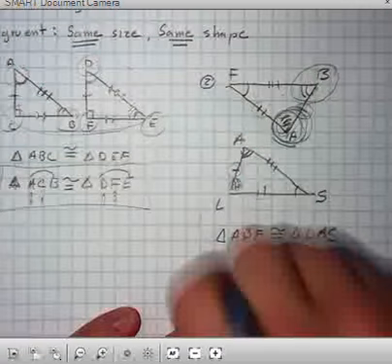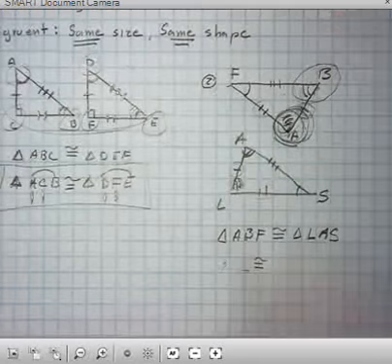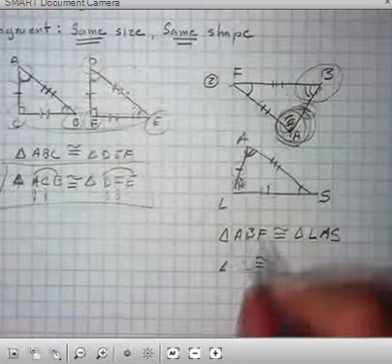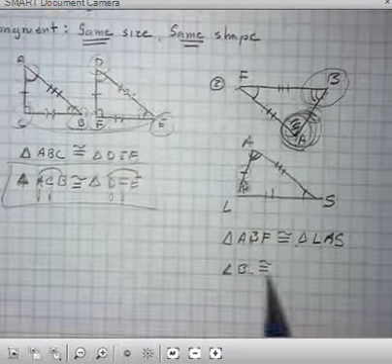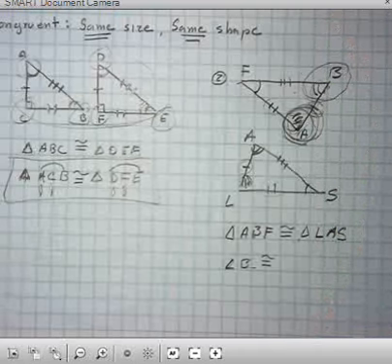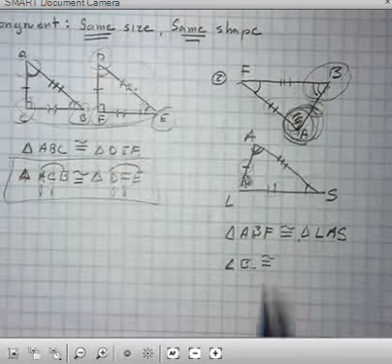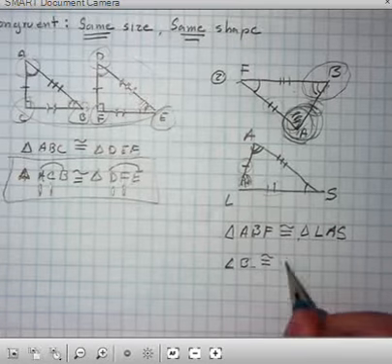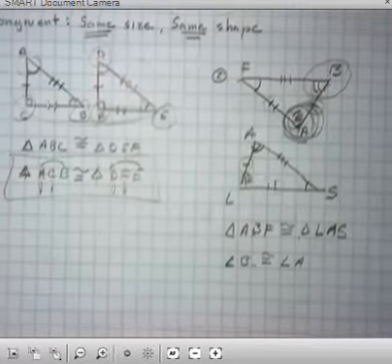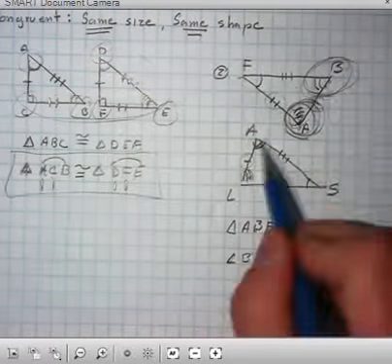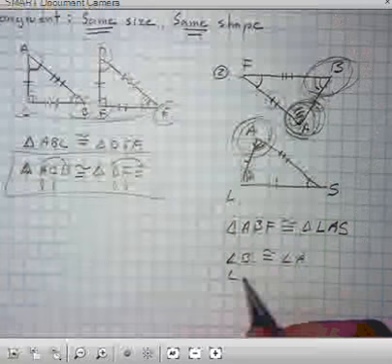Hold on. Angle B is congruent to what angle in our second triangle? Zach? Angle A. I didn't realize I used an A in both triangles. That's not good. So angle B in this triangle right here is congruent to the angle A in that triangle right there. What about angle L?